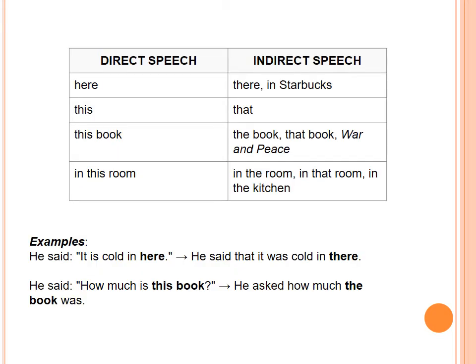Here you have some examples. It is cold in here. He said that it was cold in there. How much is this book? He asked how much the book was.